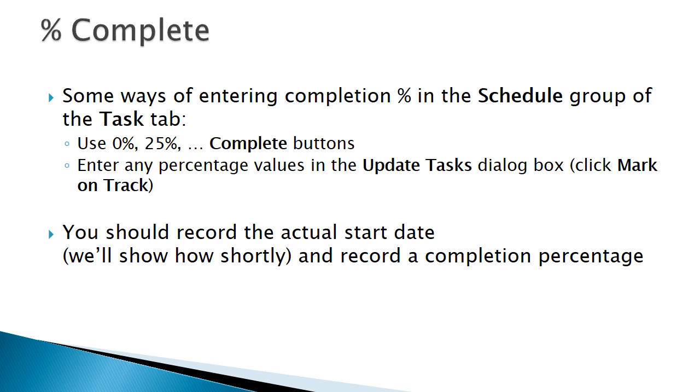Percentage complete can be deceiving at times. However, if you are confident and comfortable using 25% intervals, there are a series of buttons that allow you to do that. You can also use the Mark on Track function to provide more granular percentages. You should also record the actual start date for every task. Don't just assume that it started as planned. The actual start and finish date should be entered for every task to make sure the data is complete and accurate.